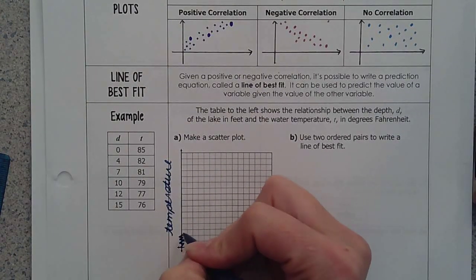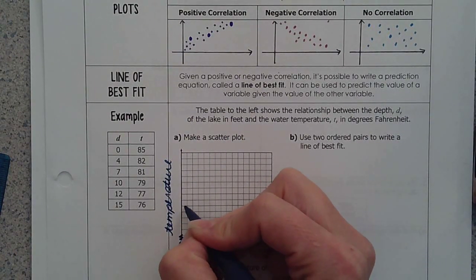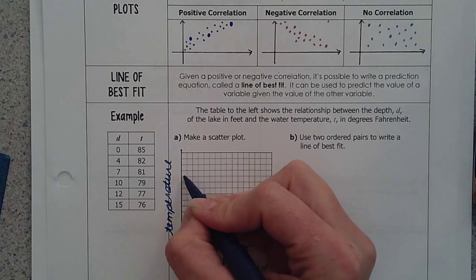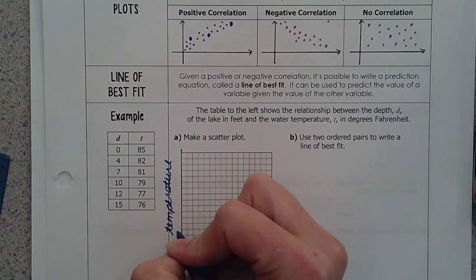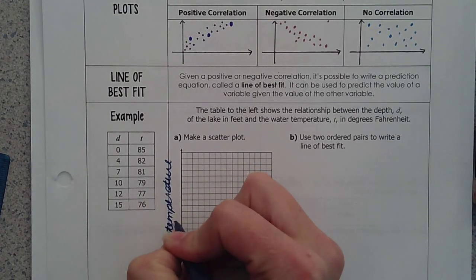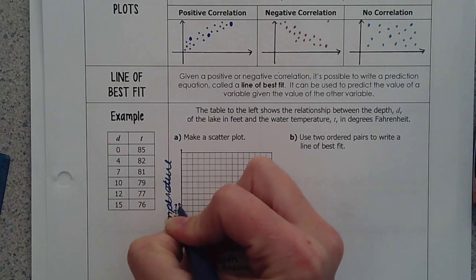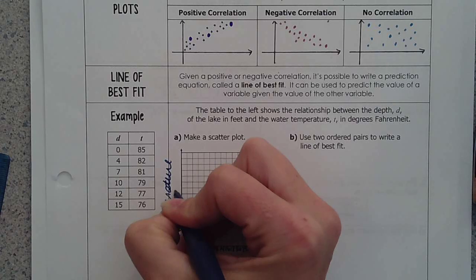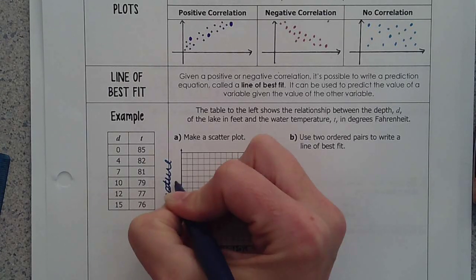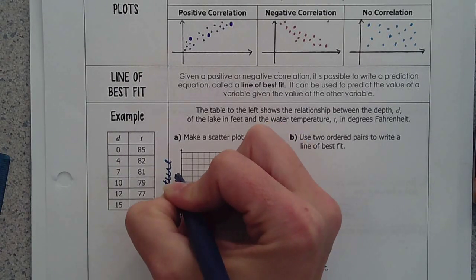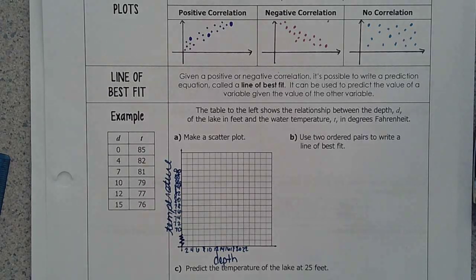Let me check. 2, 4, 6, 8, 80, 82, 84, 86, 88, 90. Yeah, it's going to fit. So I'm going to start here at 70. And that's how high I have to go. So I counted by twos on both axes.